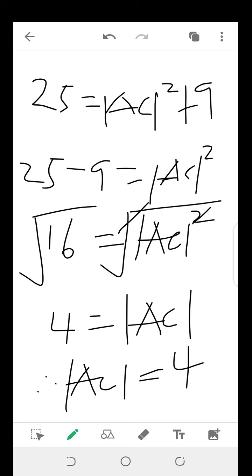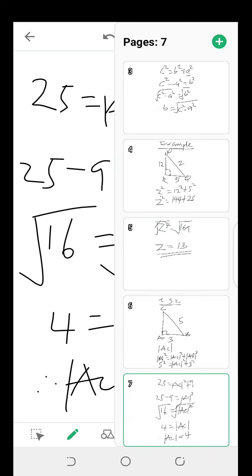Okay, so let's try the last example, so far as the Pythagoras theorem is concerned. So there's a diagram, so we take note of the diagram. It's a diagram here.